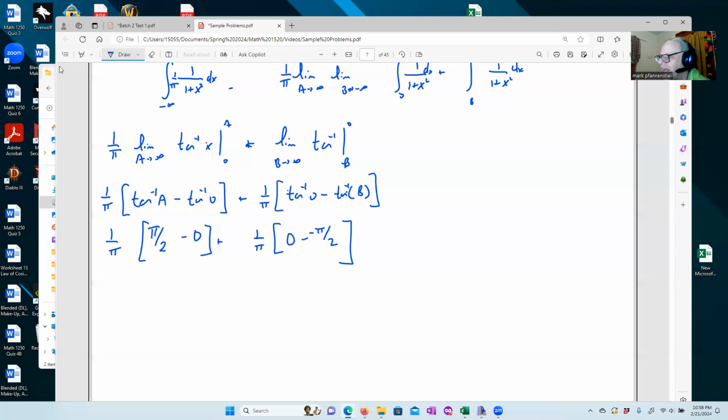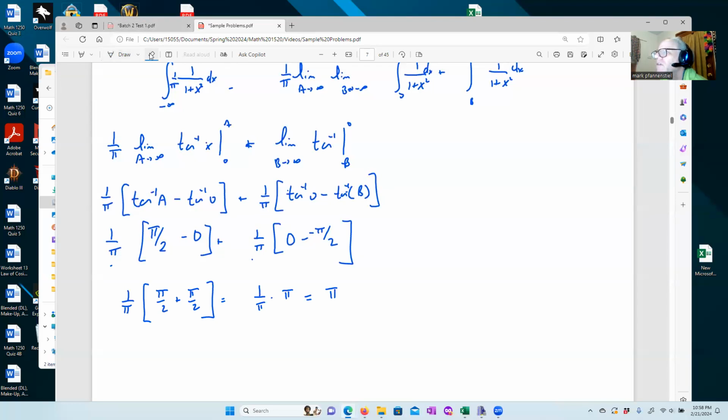So really what it comes down to is we have 1 over pi. I'm going to factor that out of both of these terms. We have pi over 2 plus pi over 2, and pi over 2 plus pi over 2 will just be pi, and we'll have 1 over pi times pi. These cancel. Yay, we get 1. Not pi, we just get 1. So it is a probability distribution, so that's always good.